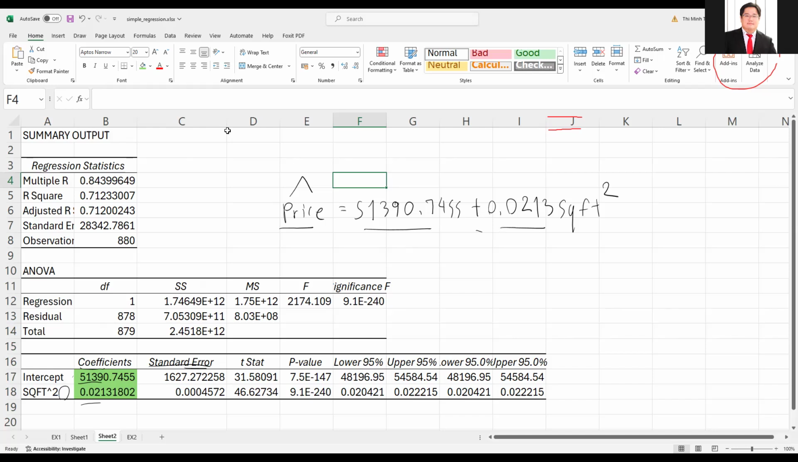Okay, final for today. What if I would like to do a log price equals constant plus slope times square feet? What shall I do? Okay, go to Excel.